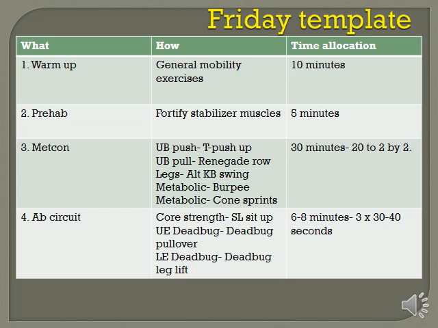Okay, so we have 3 strength exercises here, followed by burpees and cone sprints. The metabolic drills are meant to spike our heart rate. They're meant to keep our heart rate up the whole time. And we end on this day with an ab circuit, just to break up the monotony a little bit.